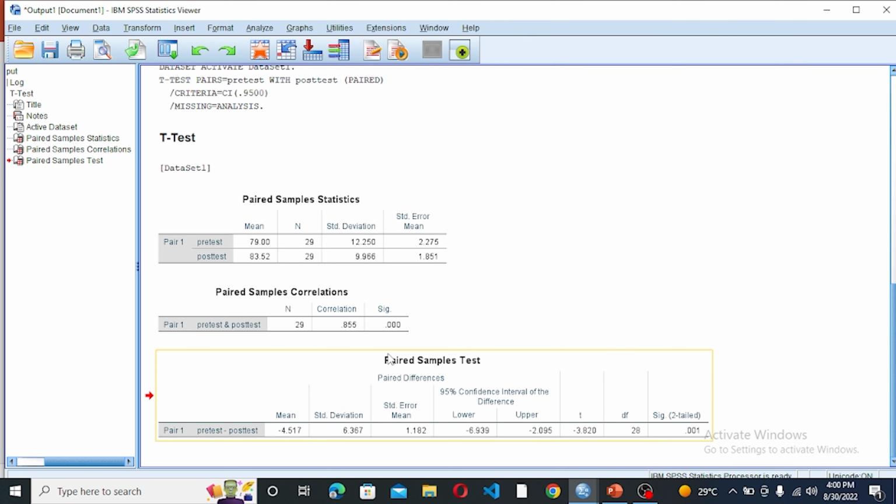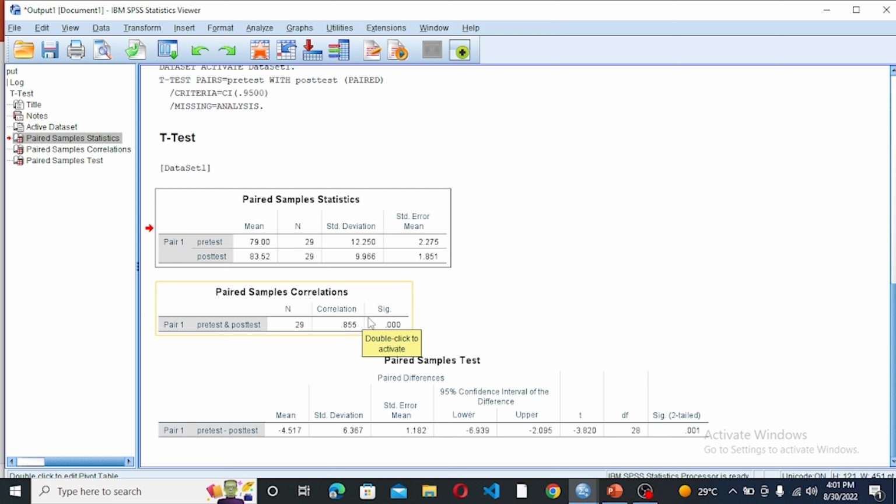Here's the result of the SPSS paired sample t-test analysis. We have the first table here talking about the mean of pre-test and that of post-test. Even from this, you can realize that the mean has increased. For pre-test, it was 79%. Now, for post-test, it's 83.52%. And of course, the correlation is very high at 0.855. That's a strong positive correlation, which is statistically significant.